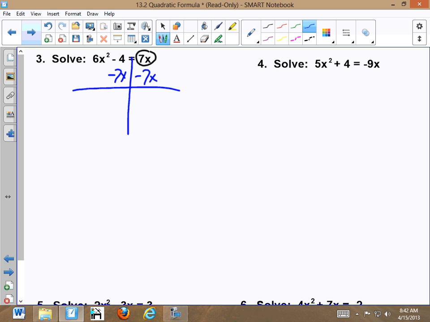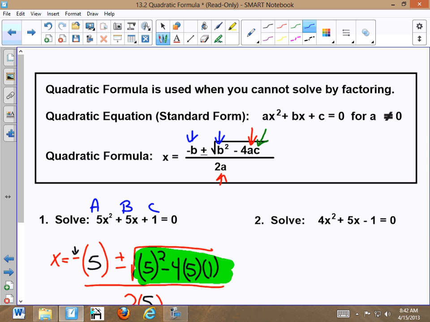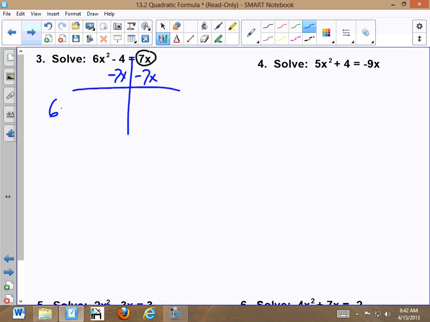Please pay attention, I have to put it in standard form for a quadratic equation, which means I cannot put 6x squared minus 4 minus 7x. Cannot do that. That does not put it in standard form. So it has to be 6x squared minus 7x minus 4 equals 0. Must have your x squared first, your x second, your constant third. Why? If you don't, you mess up A, B, C.